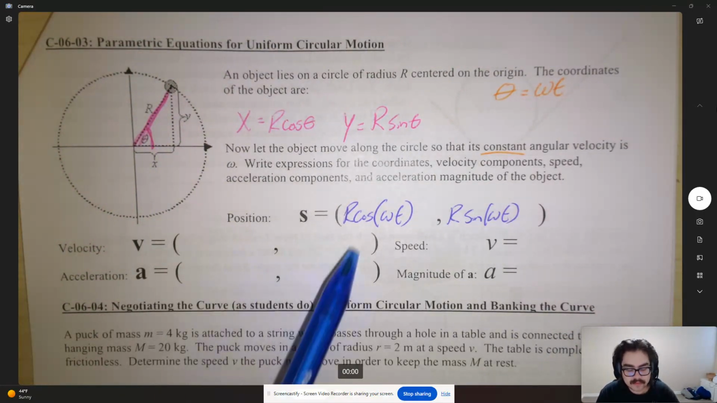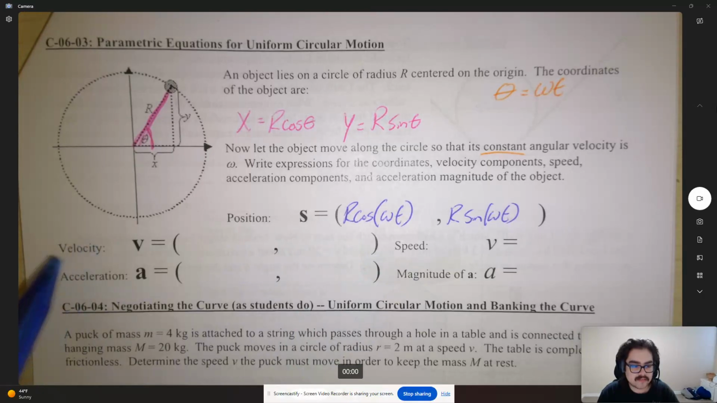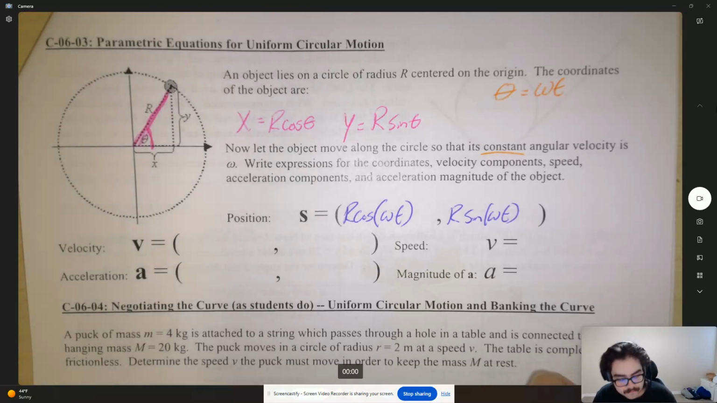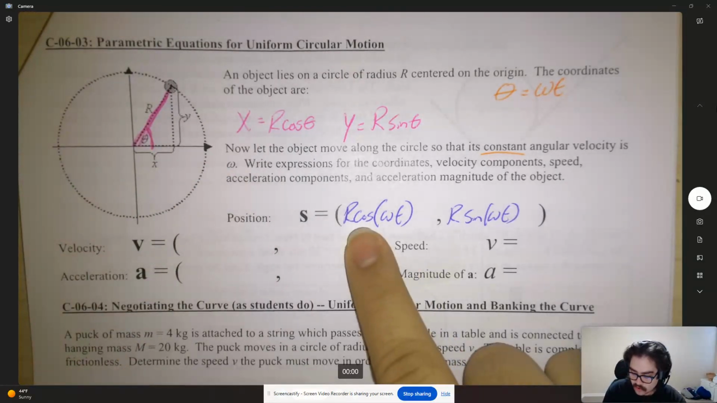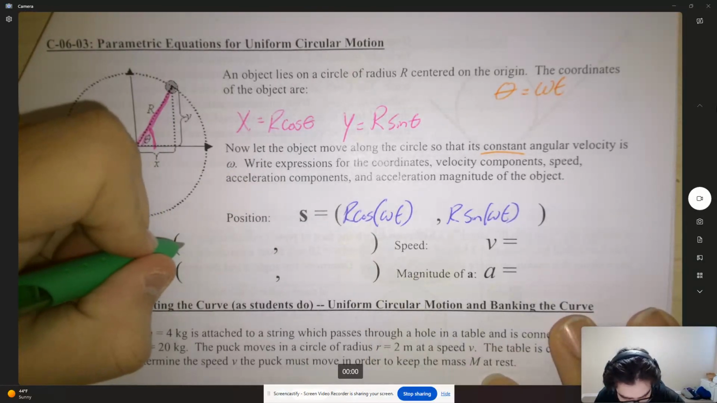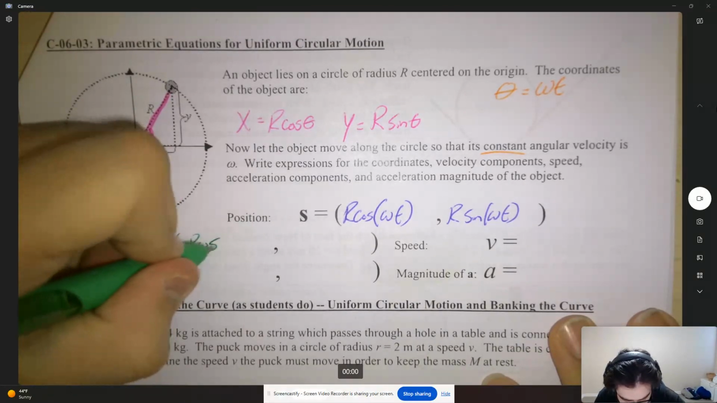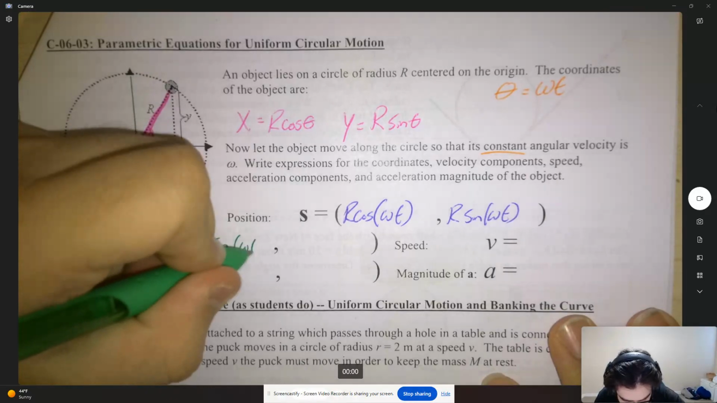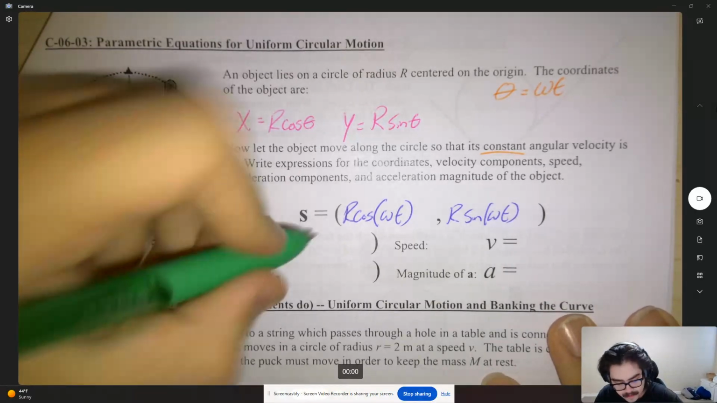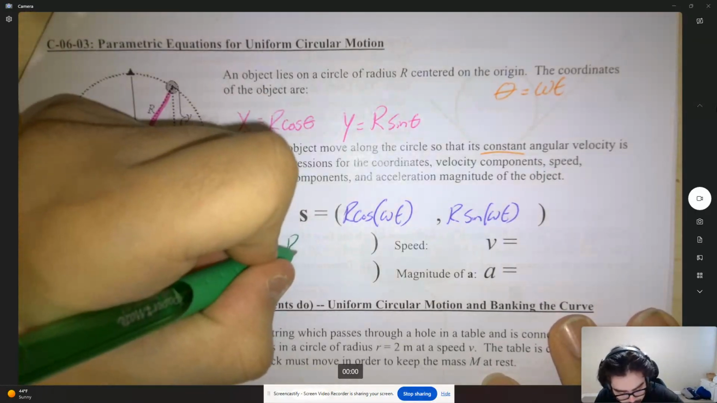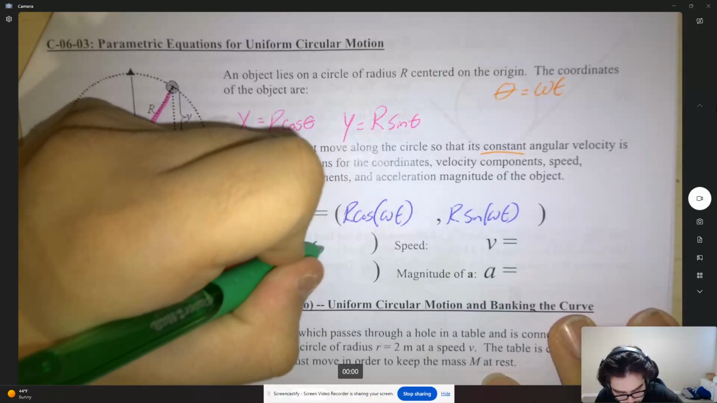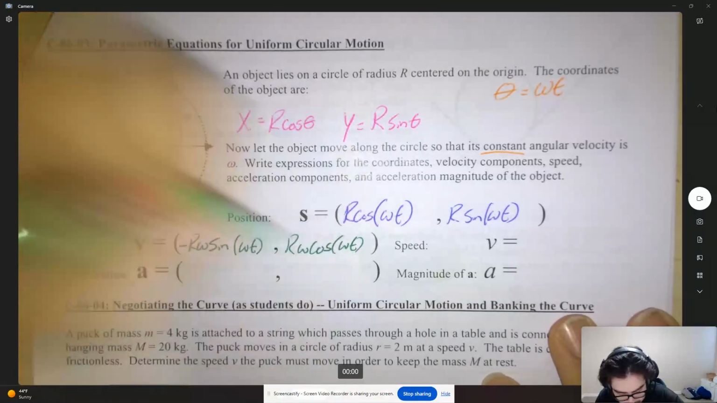Now, I've got a position equation. If I want to get the velocity, all I've got to do is differentiate it. I have to take the derivative of it. The derivative of r cosine omega t is going to give me negative r omega sine omega t. And then the y coordinate would be r omega cosine omega t.